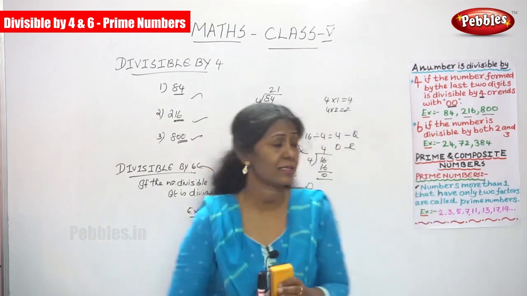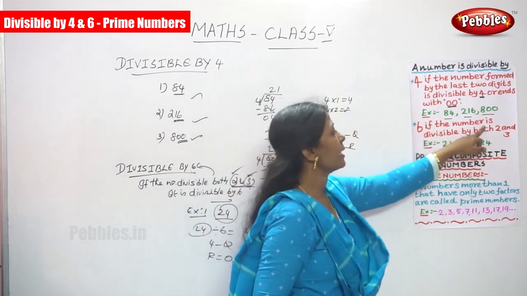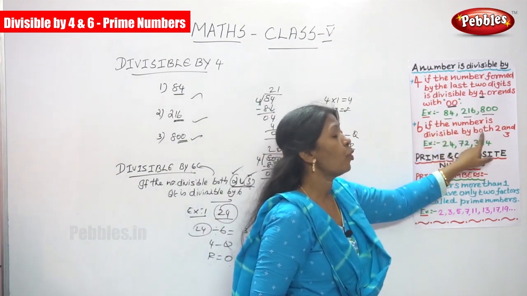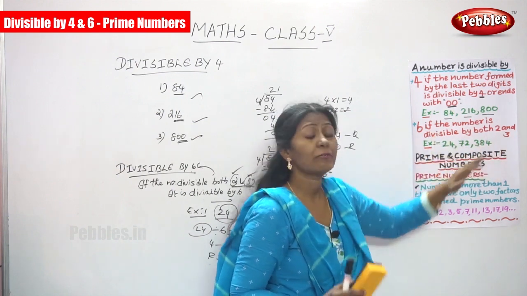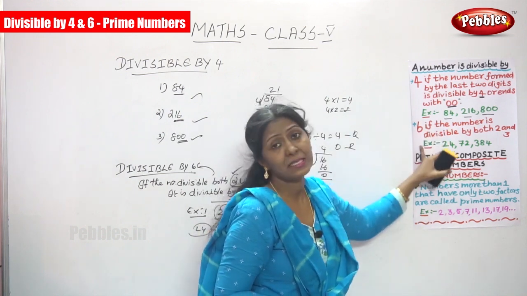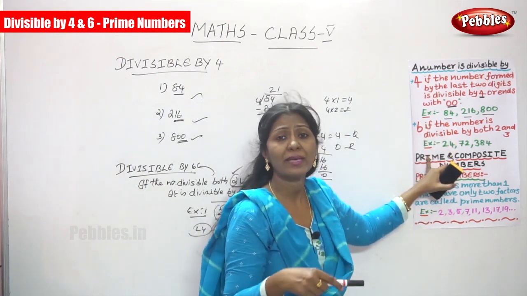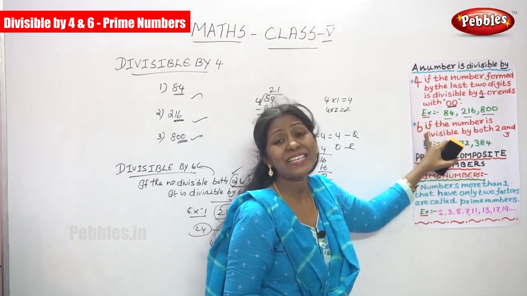Okay. Next is divisibility by 6. The rule of divisibility by 6. If the number is divisible by both 2 and 3, so automatically 6 is in this number. Whatever the number you have taken, whatever the number is given in the book, that number should be divisible by 6.